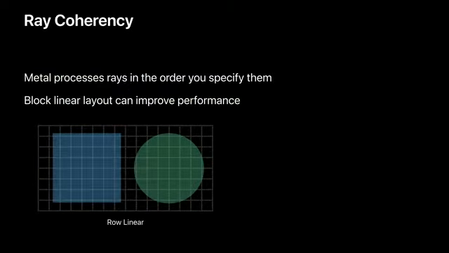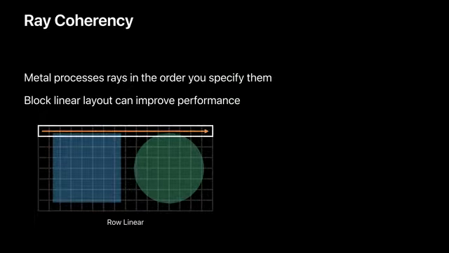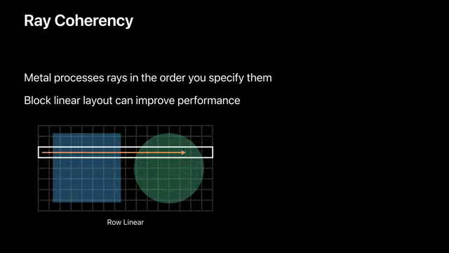Now, the way in which you arrange your rays in your ray buffer has a performance impact. So often you might start like this. We call this row linear order. Now, the problem here is that as Metal works its way through these rays, they tend to hit very different nodes in the internal data structures that Metal uses to accelerate ray traversal. Now, this in turn can thrash the underlying hardware caches.